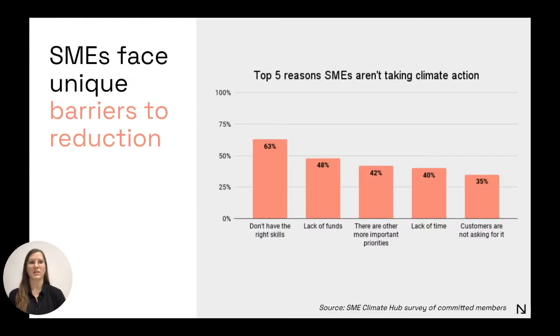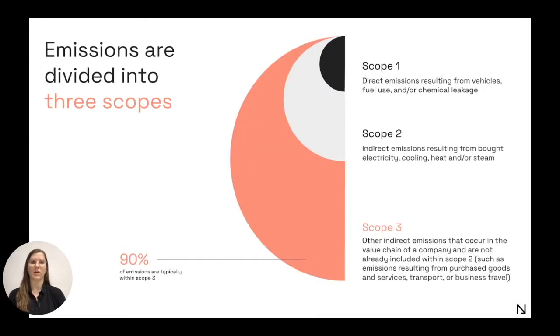But SMEs actually face a lot of barriers to reducing their emissions. They have less funding, fewer resources, and a lack of knowledge within their businesses to tackle this challenge. These barriers are especially visible in the difficult to measure Scope 3, which on average accounts for 90% of a business's emissions. With a complex issue like reducing carbon emissions and so many barriers to achieving it, many SMEs feel overwhelmed even trying to start their journey.